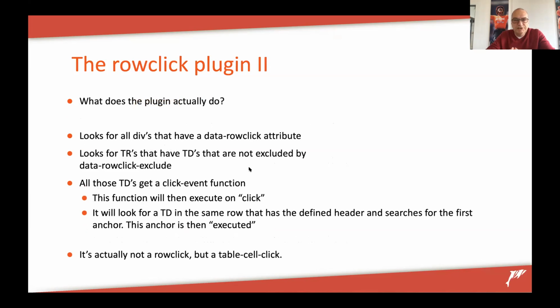So how does it work? When the plugin runs, it starts by looking at all the regions that have that data row click attribute. And then within that region, it will look for all the TRs, and it will look inside those TRs where to find the anchor to link to. And then it will put a click event on all the TDs within those TRs, except for the TDs that were excluded. So in fact, it's not a row click, it's a table cell click, but it acts in the same way.